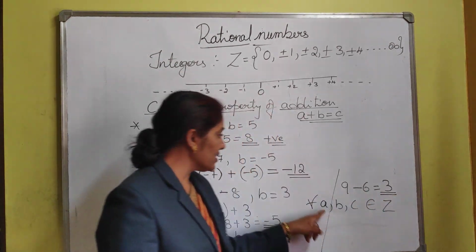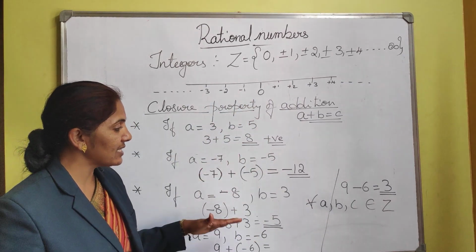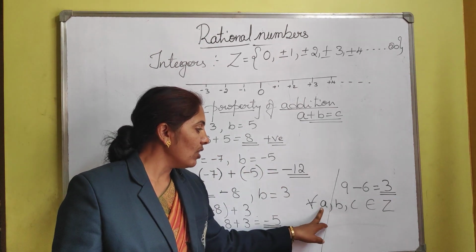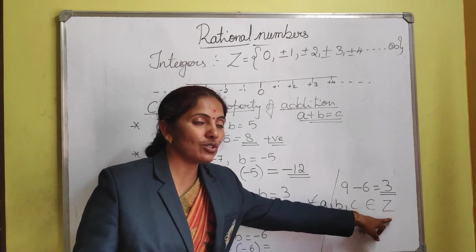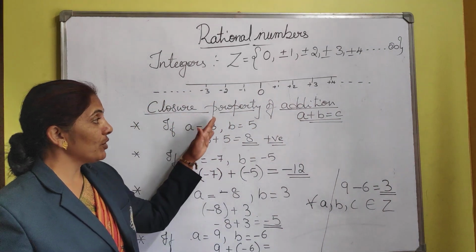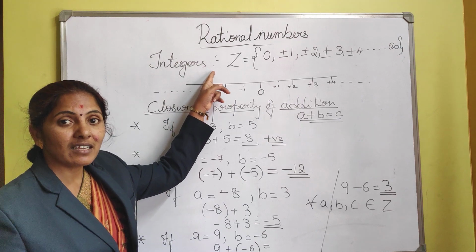When we find the sum of a positive and a negative integer, again the sum is positive. So what does that tell you? In all these four cases, all the values of A, B, C belong to Z. So this concludes that the closure property of addition is satisfied under integers.